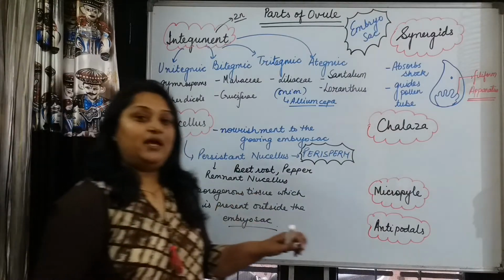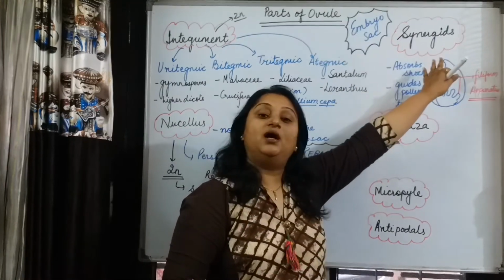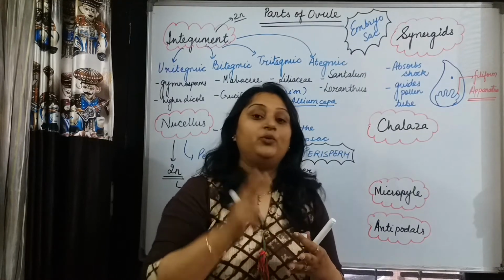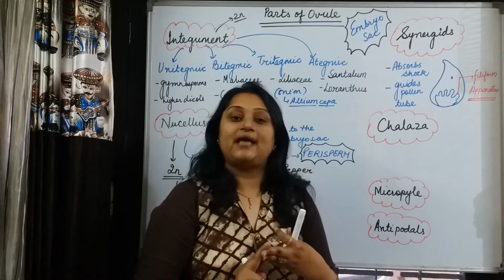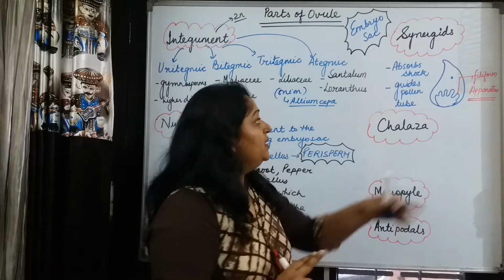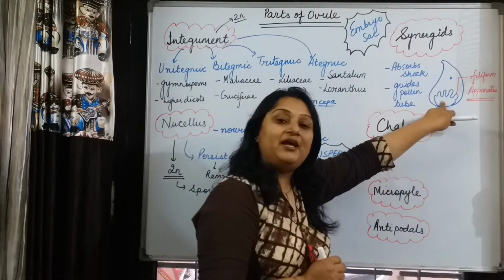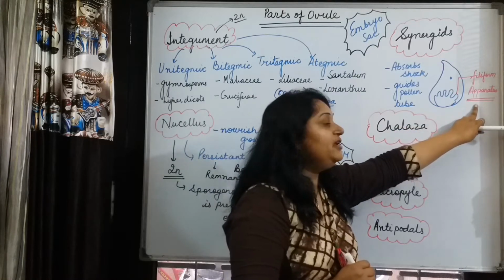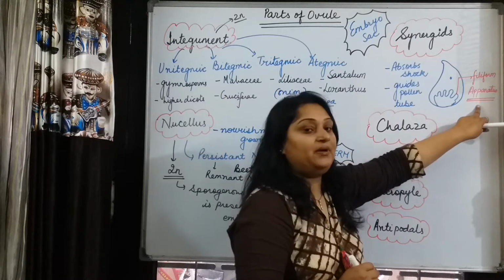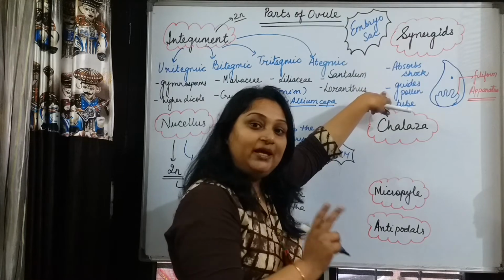Next, we move on to the next section, that is the embryo sac. We know the embryo sac has synergids, and we know the egg. One egg along with the 2 synergids is called the egg apparatus. The egg is also called the oosphere. In synergids, we have one of the very important finger-like projection structures which is called the filiform apparatus. We have to remember that the filiform apparatus helps in guiding the pollen tube into the embryo sac.